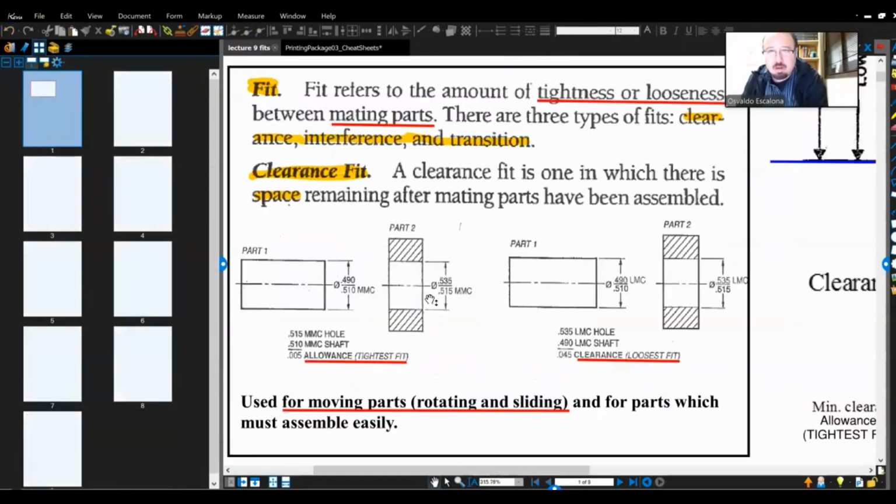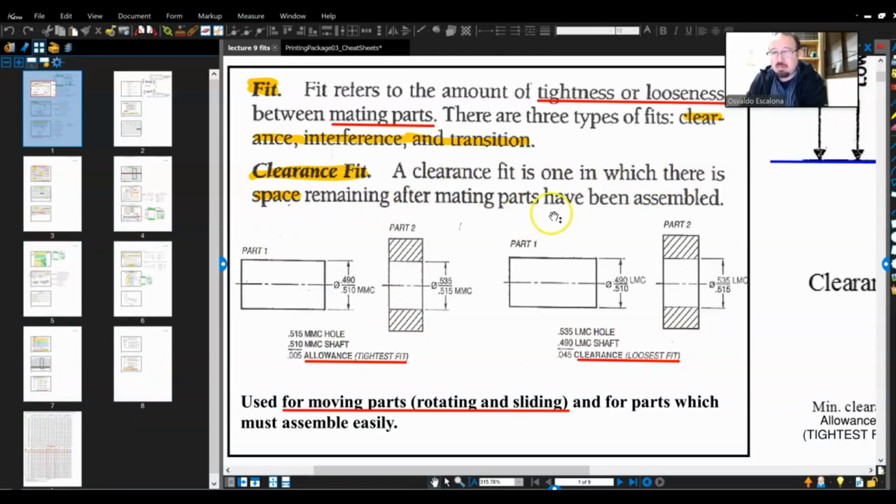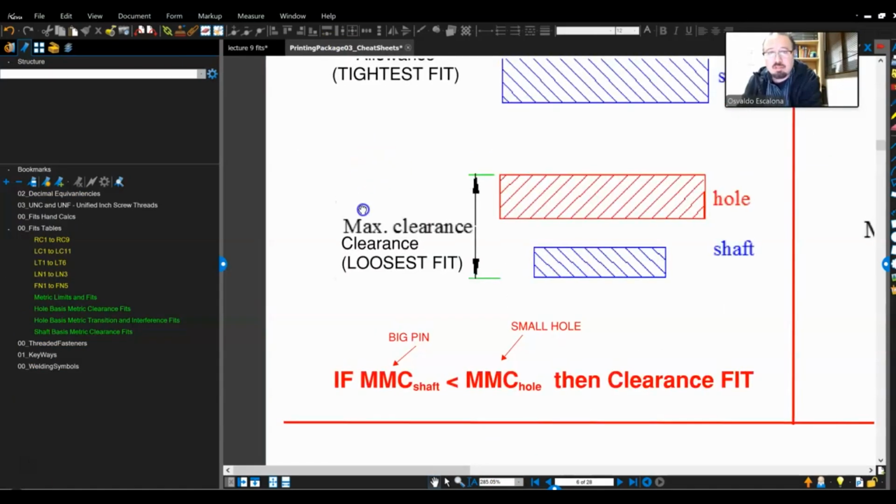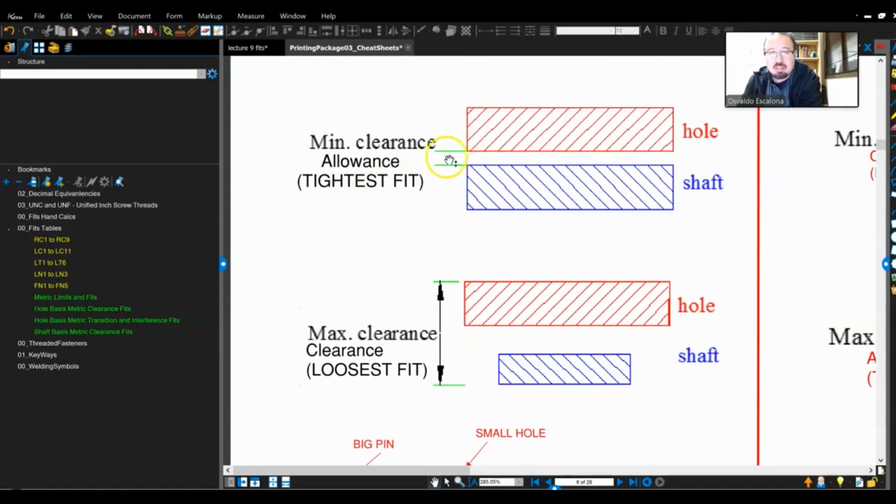Now, in terms of the lecture, this is what pretty much I try to tell you, right? A clearance fit is one in which there is a space remaining after the main parts have been assembled. It is used for moving parts, rotating or sliding, and for parts which must assemble easily. And again, what you guys see here is the mathematics to be able to find the allowance. If you come over here to the cheat sheet that I gave you, what is allowance? Allowance is this little distance. I can do it with the sketch that I did, or this distance, right?